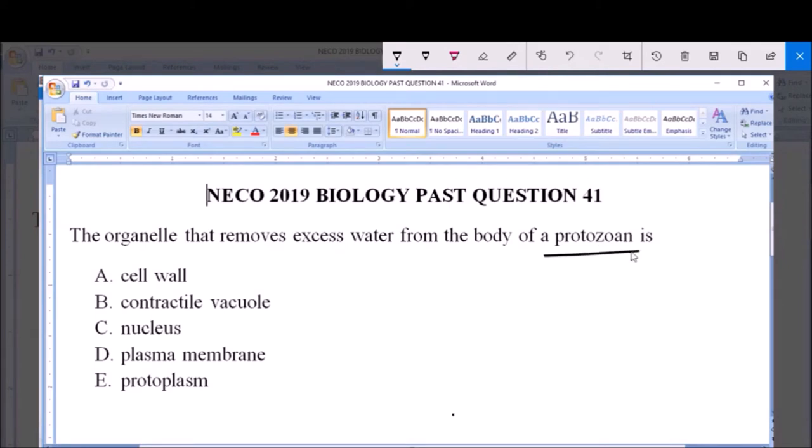Now, protozoan. An example of a protozoa is the amoeba. Now, these protozoa are mostly found in fresh water.